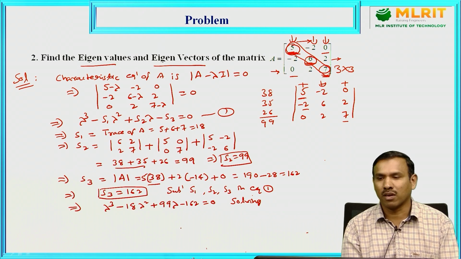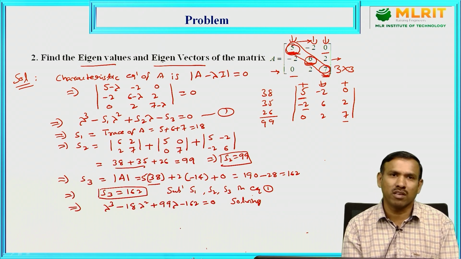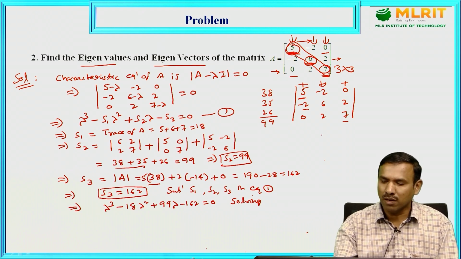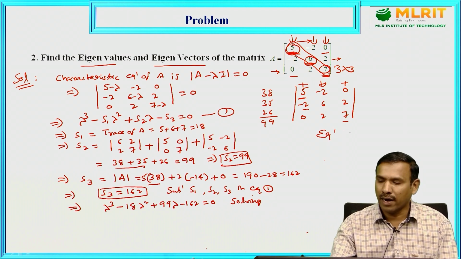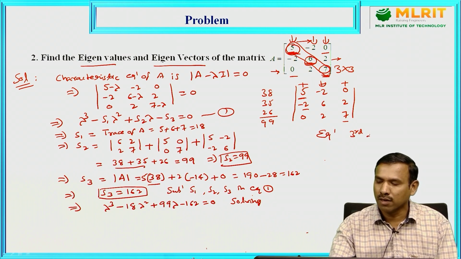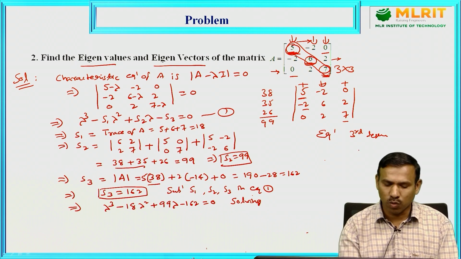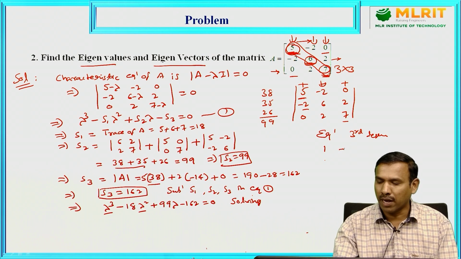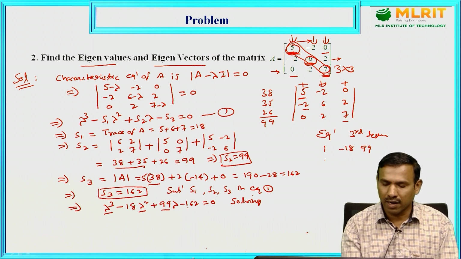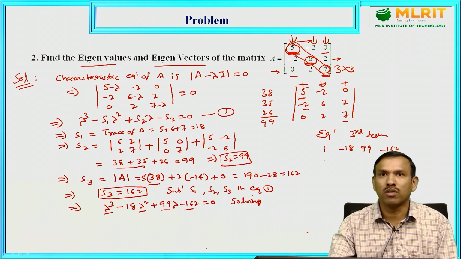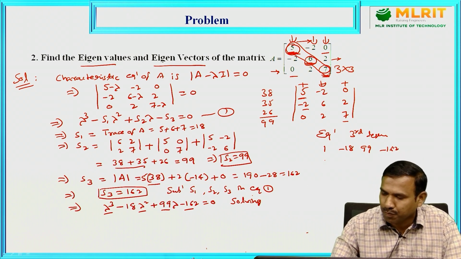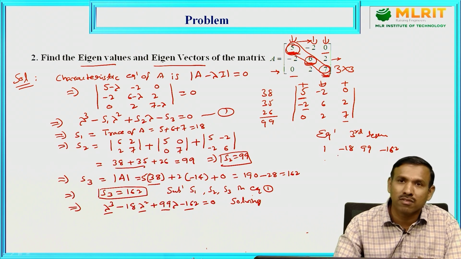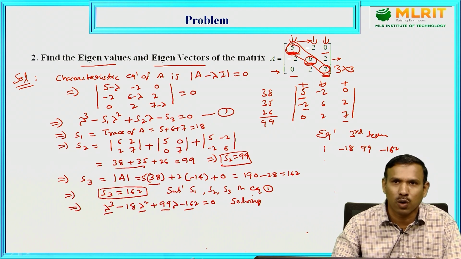In the scientific calculator we have an option, equations. Go to the equations option and choose the third degree polynomial, and enter the coefficients. What are the coefficients? Lambda cube coefficient 1, lambda square coefficient minus 18, lambda coefficient 99, and constant minus 162. These 4 values you have to enter. Then the calculator will directly give the required roots. Otherwise, as in the previous problem, you can do the factorization.